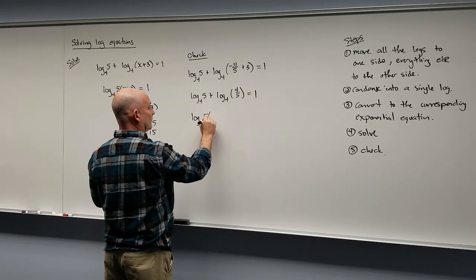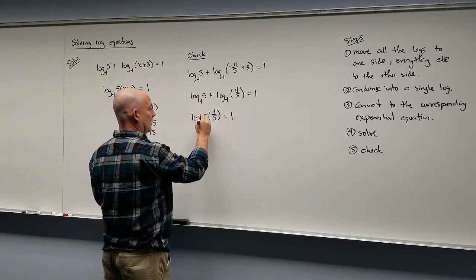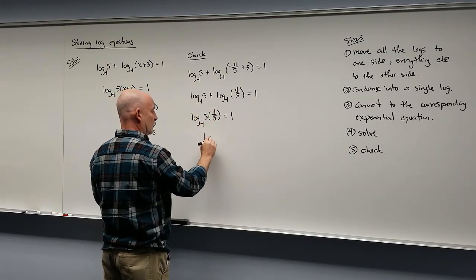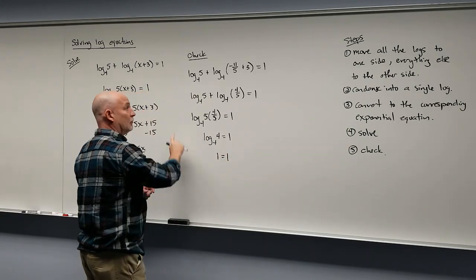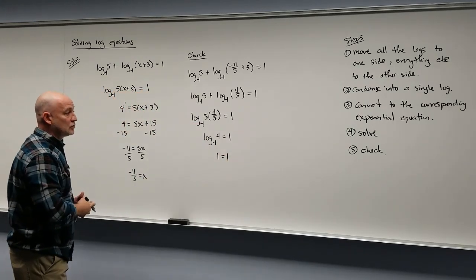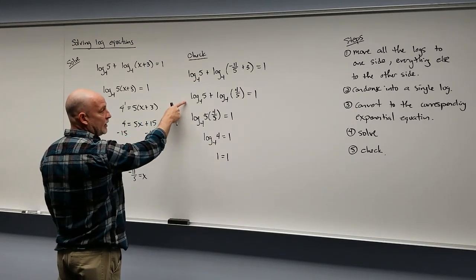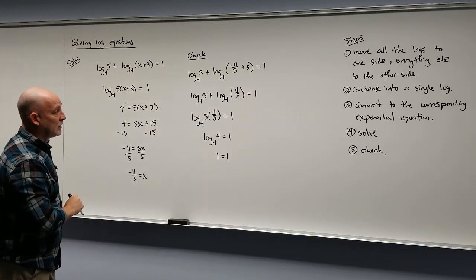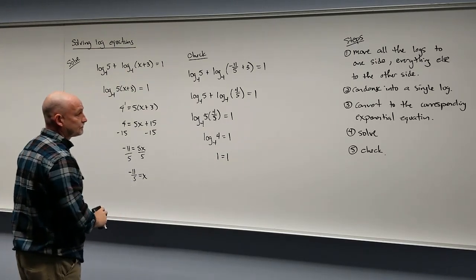So that's log base 4 of 5 times 4 fifths. When the 5 is reduced, this is log base 4 of 4. So 1 equals 1. So if you see, sometimes the check isn't as straightforward as just plugging it in. Sometimes once you simplify all the numbers, you might have to manipulate the logs a little bit to make sure that you do have the right answer.